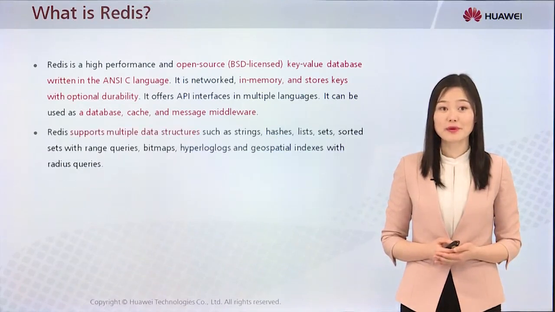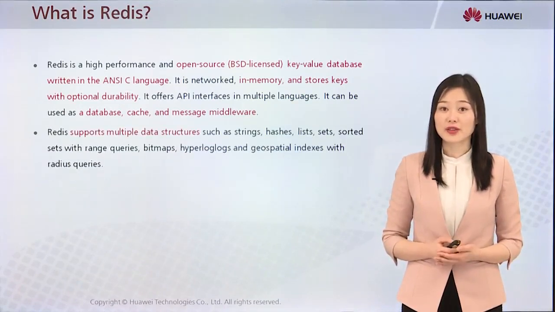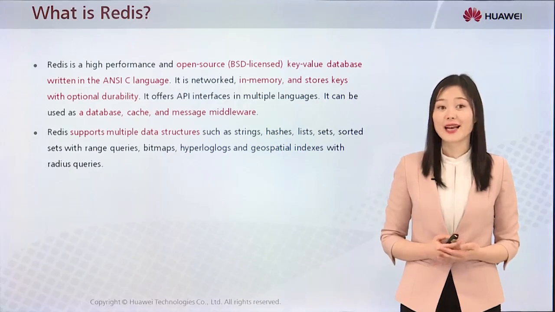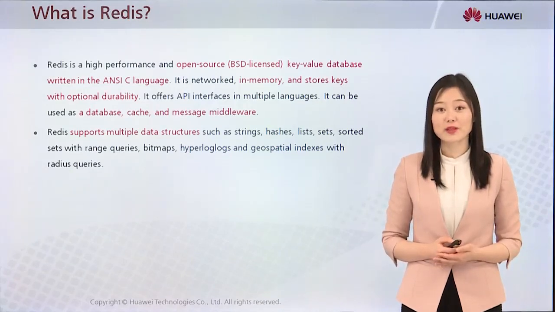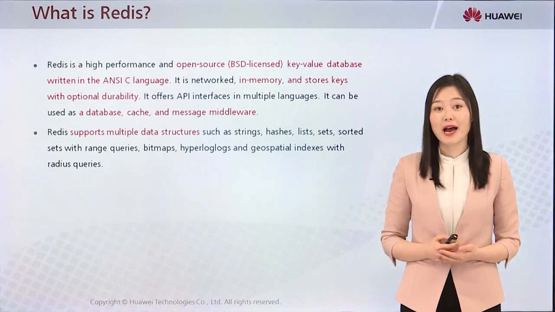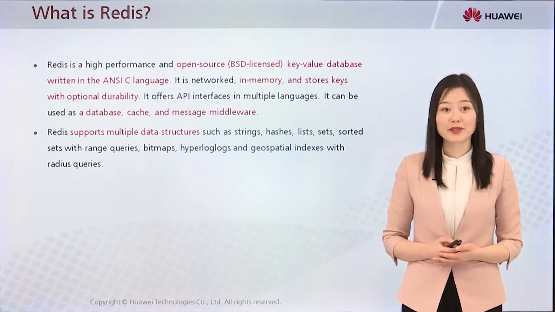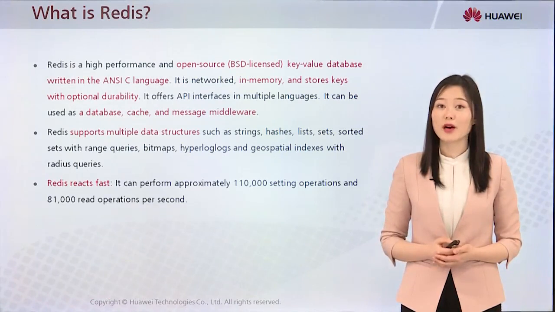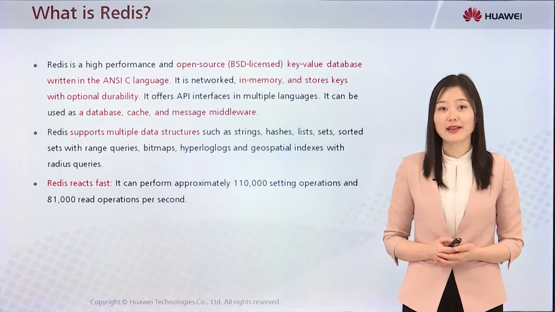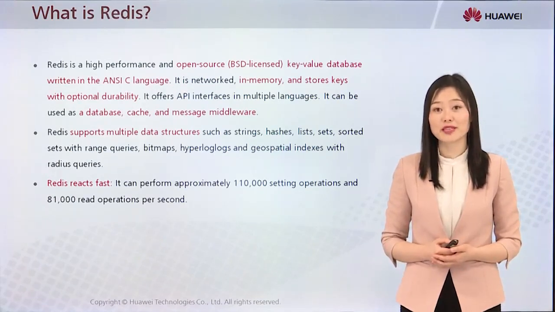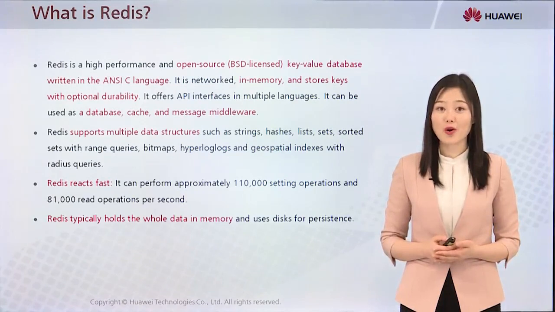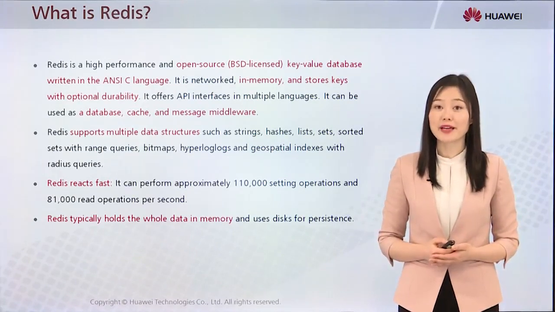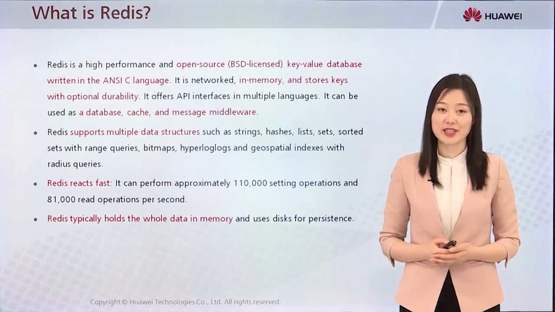Redis supports multiple data structures such as strings, hashes, lists, sets, sorted sets with range queries, bitmaps, hyperloglogs, and geospatial indexes with radius queries. Redis reacts fast. It can perform approximately 110,000 set operations and 81,000 read operations per second. It typically holds the whole data set in memory and uses disks for persistence.